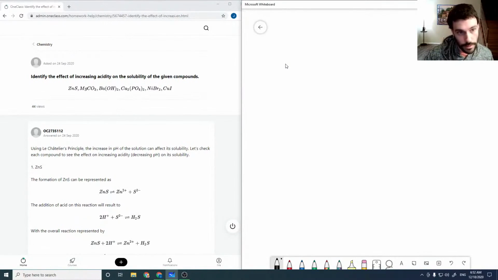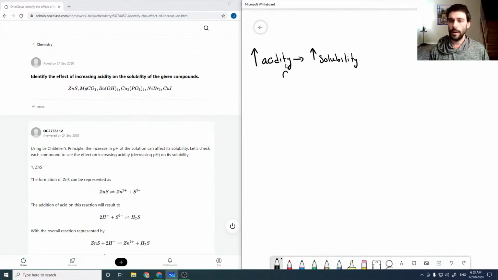Okay, so identify the effect of increasing acidity on the solubility of the given compounds. Just to start off, from Le Chatelier's principle, we're going to expect that increasing acidity is going to increase our solubility. So increasing acidity will increase solubility for basic solutions.